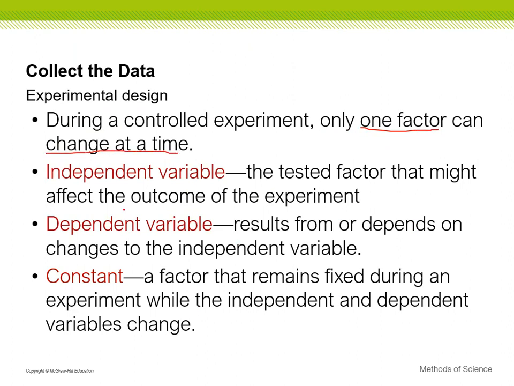And so we have three different types of factors. We can have an independent variable. This is something that might affect the outcome of the experiment. If we're talking about that fat burning experiment, this is the pill.